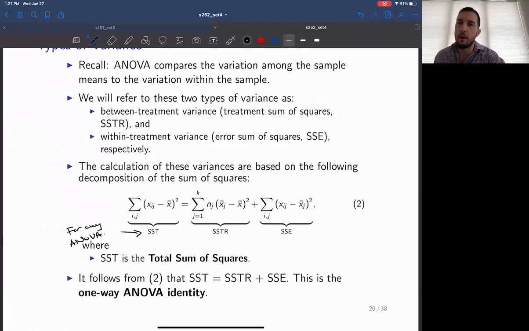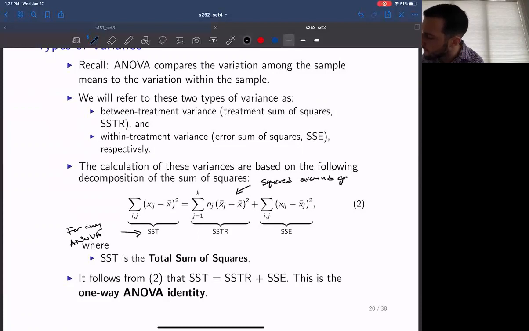SSTR is our representation of the between treatment effect. So you can see that the SSTR is the squared difference around the grand mean of each group mean. The SSE is the within group representation of the sum of squared differences.